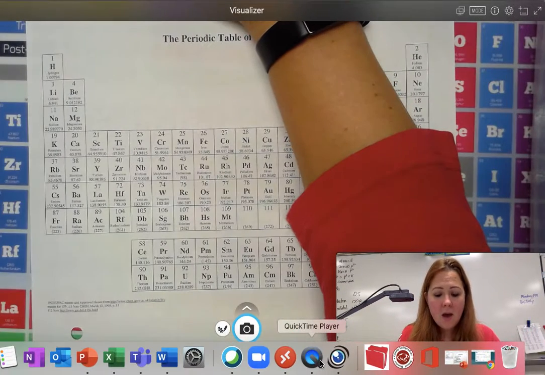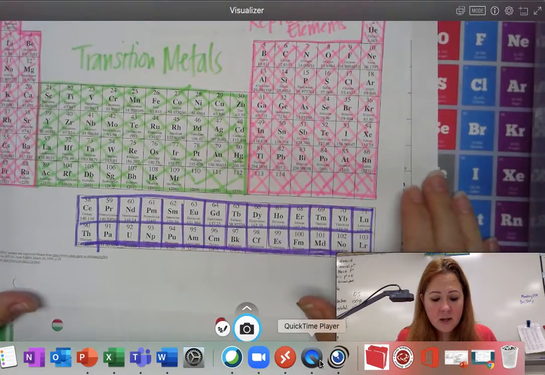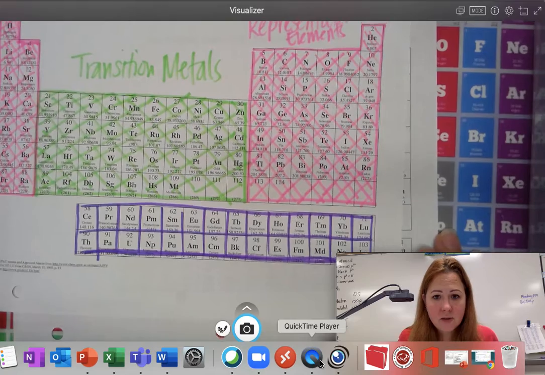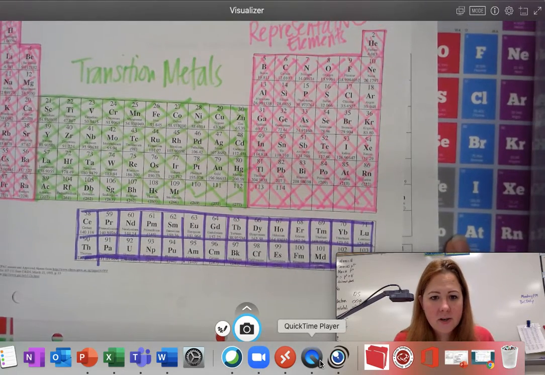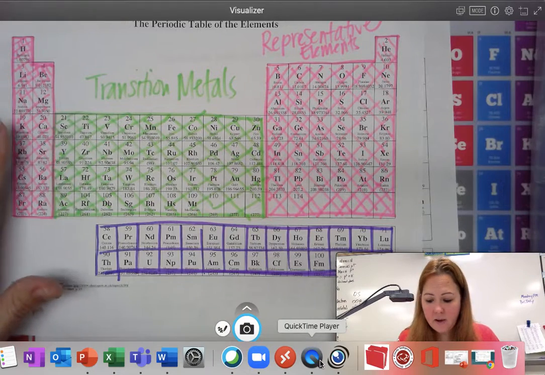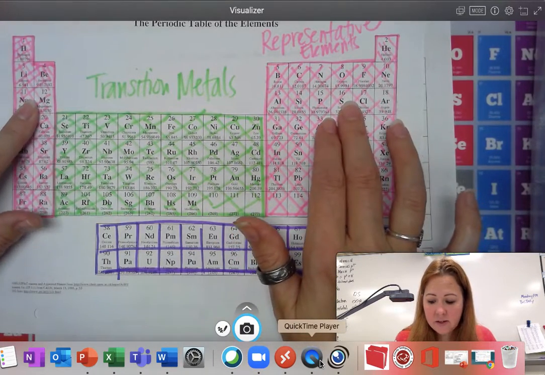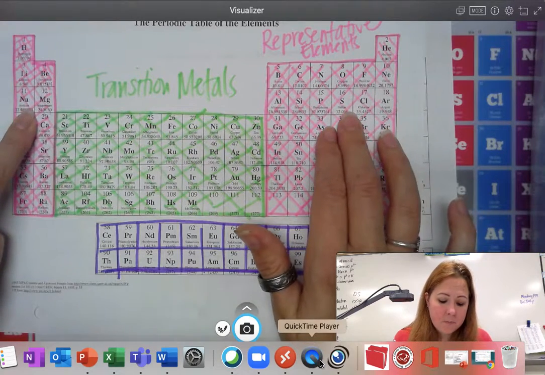So when we look at the periodic table itself, I'm going to switch over to my document camera here. I have a periodic table that I colored out, and it looks at the different zones on the periodic table. Your representative elements, your S block and your P block, are all in pink. These have a set number of valence electrons that we're going to look at here in a second.